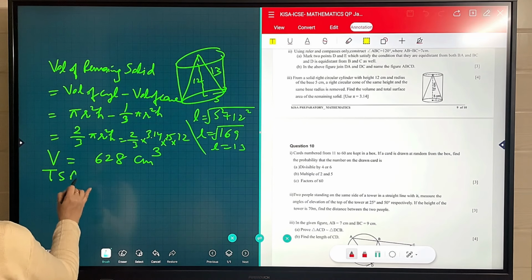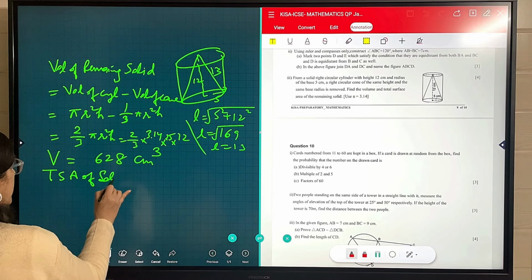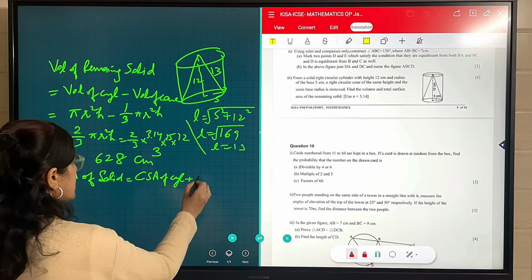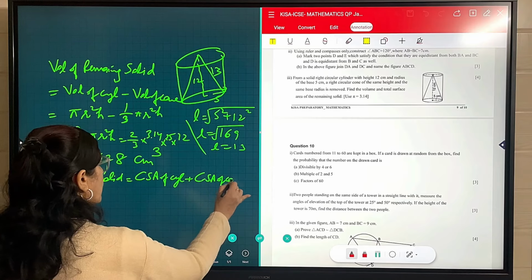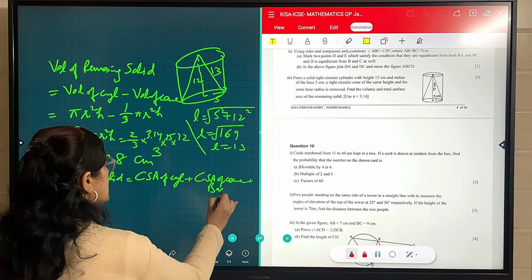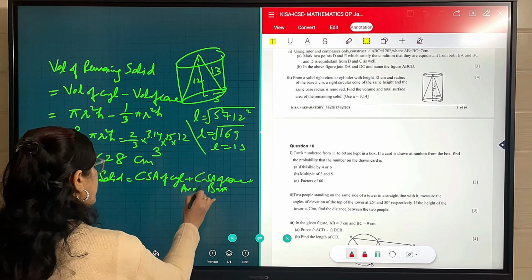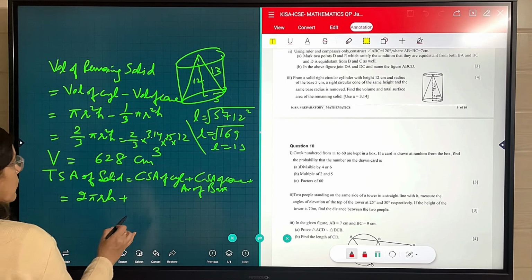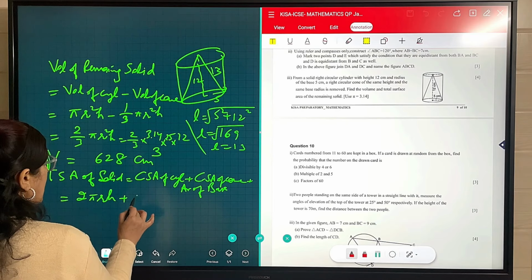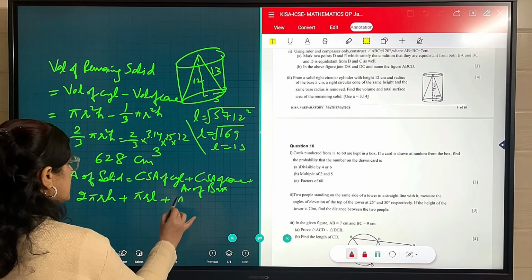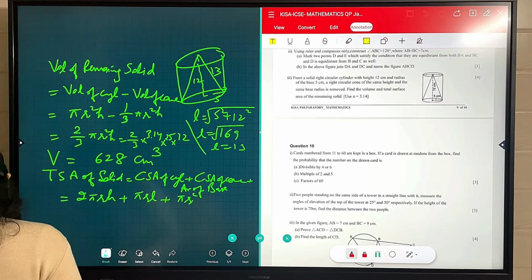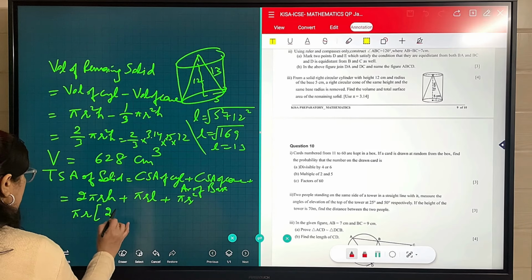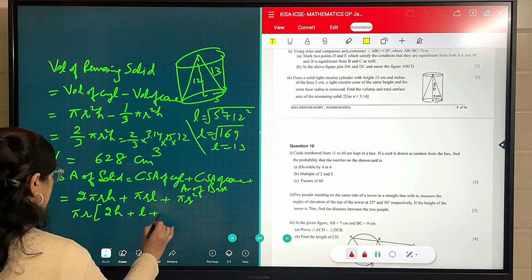Now next is total surface area. So the total surface area of this solid figure is equal to the curved surface area of cylinder plus the curved surface area of cone plus the base surface area, you can say area of base. Now the curved surface area of cylinder is 2 pi r h, plus cone, it is pi r L, plus base, it is pi r square. So either you can take all these things common, or if you want you can take only pi r common. Pi r common, then 2h, L and r.